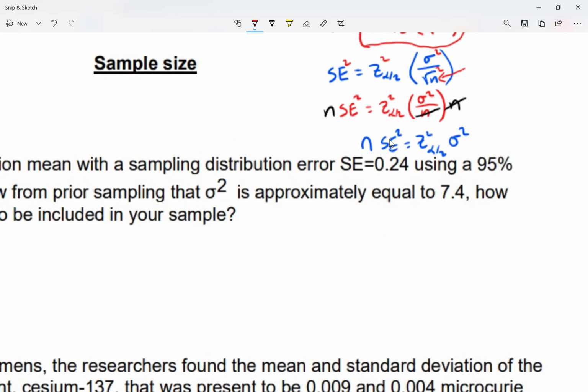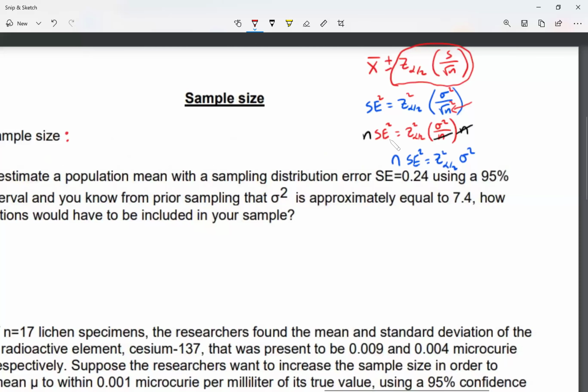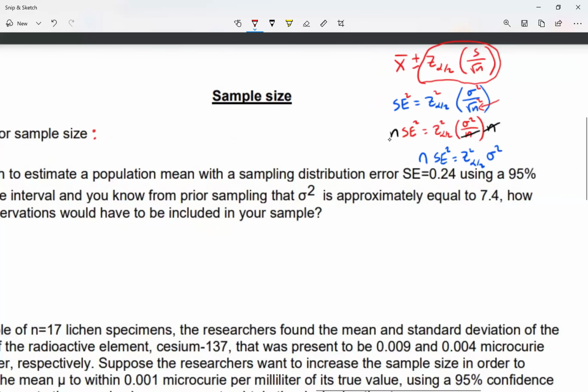Okay, so how do I do my N by itself? And let me write it here, because I want my formula. I want to write a formula such that N equals something. Okay, some of you might be able to see it. Good, so I'm just gonna divide. Let me divide both sides by my standard error squared.